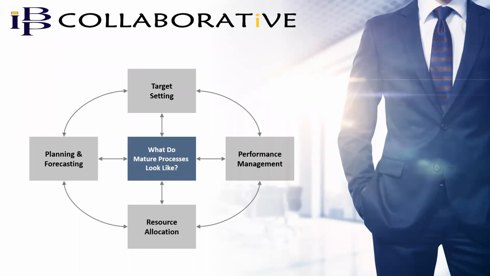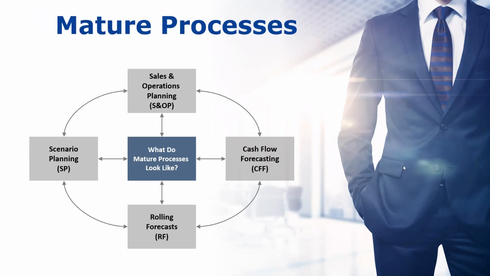The purpose of this video is to describe what mature planning and performance management processes look like. This also includes target setting, resource allocation, and planning, forecasting, performance management. And we're going to be looking at some specific processes. You can see the ones on the screen: scenario planning, cash flow forecasting.